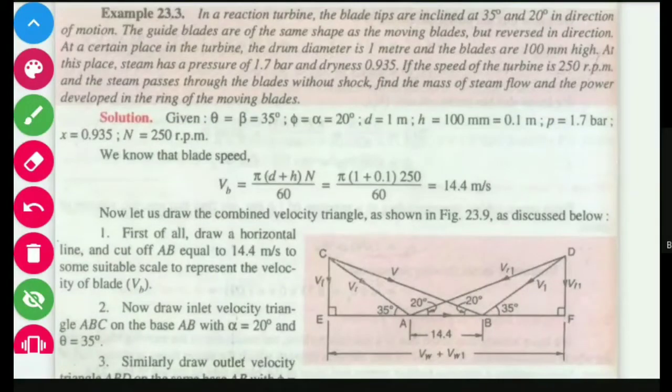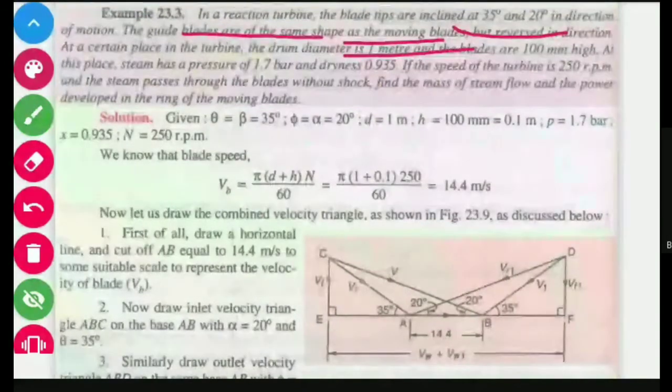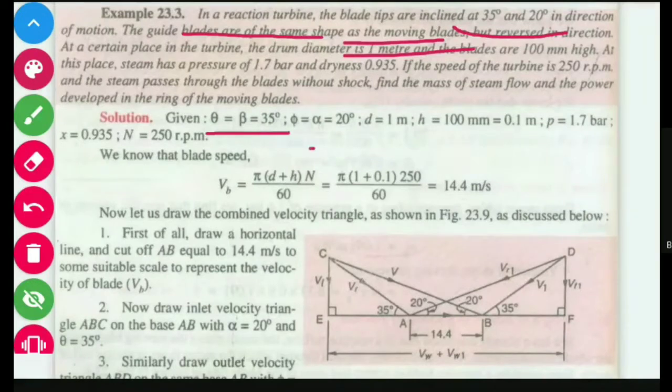Dear students, let us see one more problem. In a reaction turbine, the blade tips are inclined at 35 and 20 degrees in the direction of motion. Two blade angles are given directly: one is the inlet angle, the other is the outlet angle. These two are the same and these two are the same. Next, the guide blades are of the same shape.